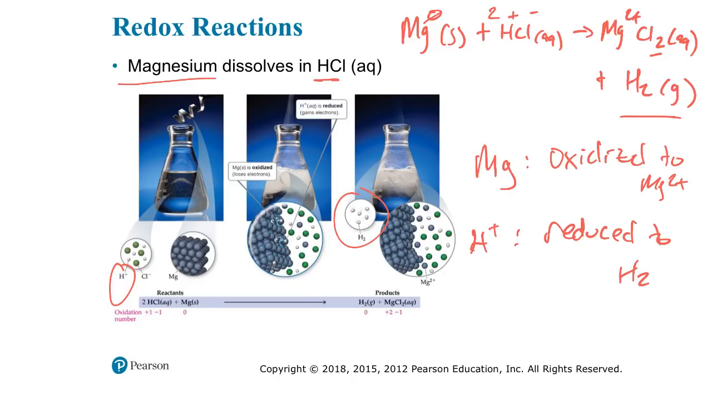Okay, so in a lot of reactions, we may want to look at a reaction and identify which atoms are oxidized, which atoms are reduced. Chlorine is unchanged. So chlorine remains as Cl-, so it's unchanged during this redox reaction.